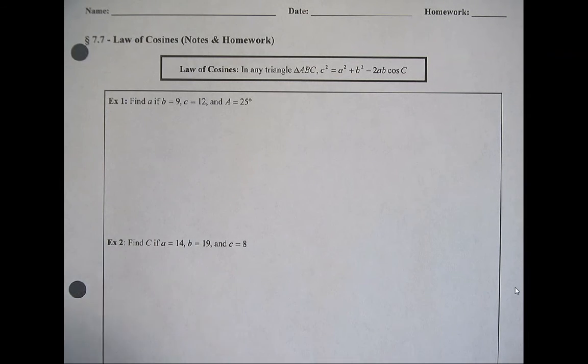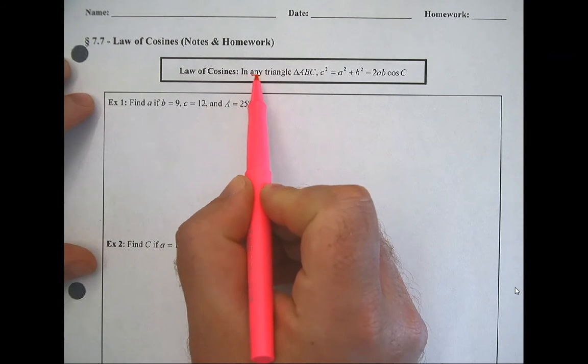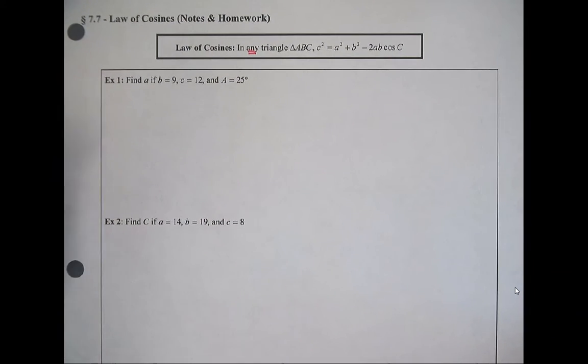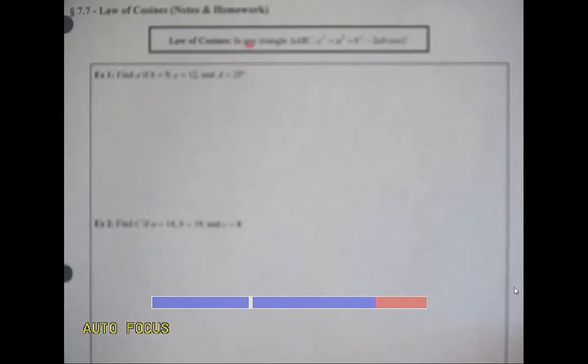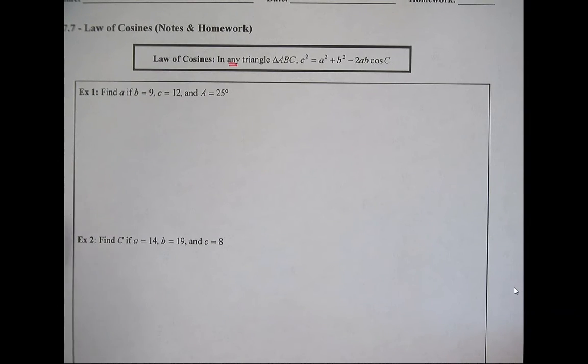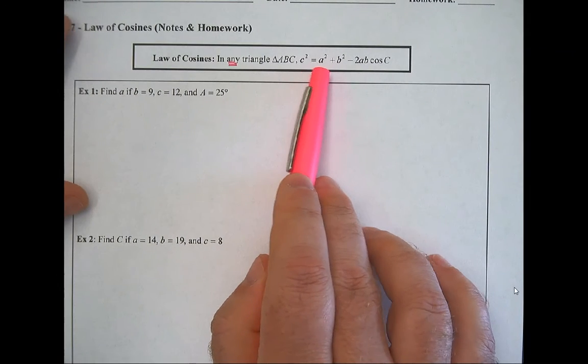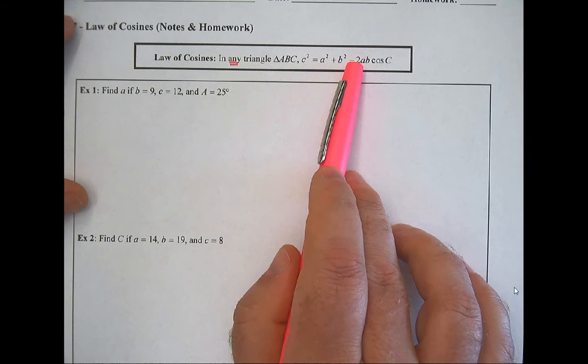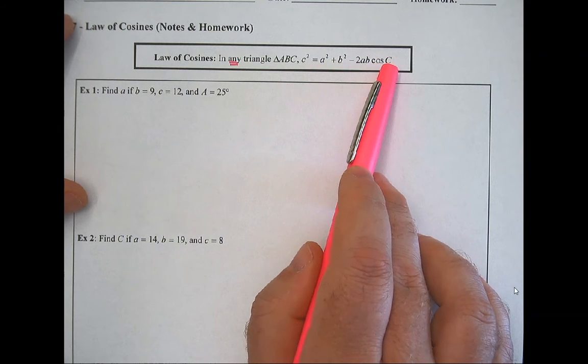So in any triangle, again, we're opening this up. This does not have to be a right triangle. This law works for every triangle. It looks kind of like the beginning of the Pythagorean theorem, a squared plus b squared equals c squared, but then we subtract off 2ab cosine of big C.